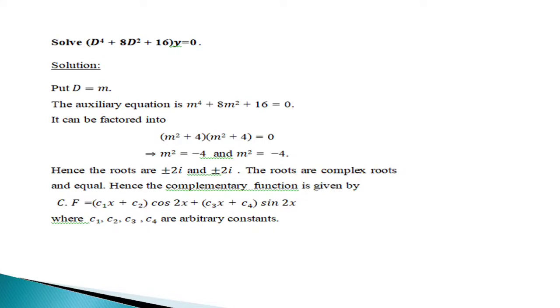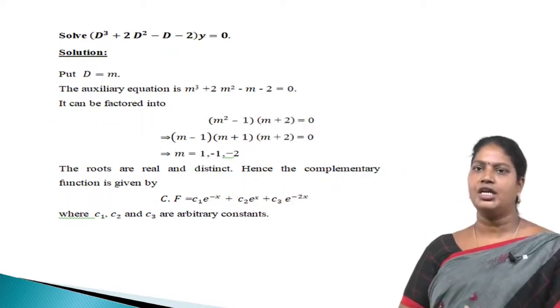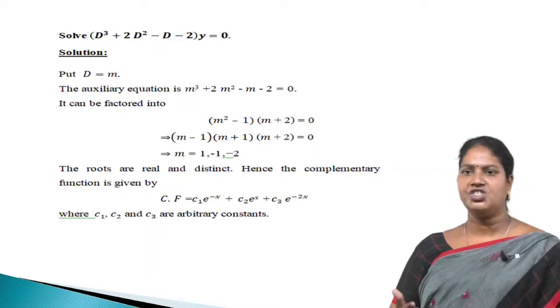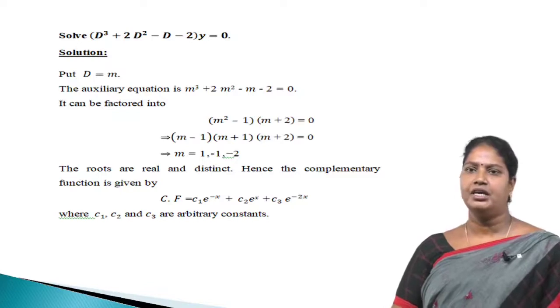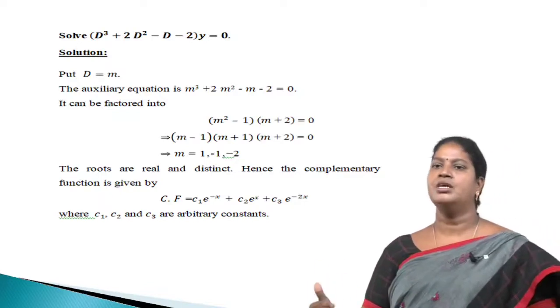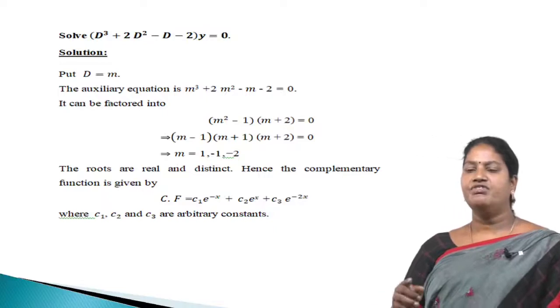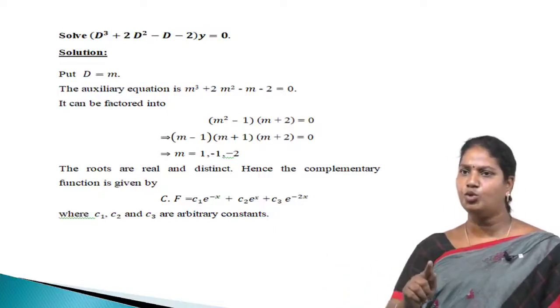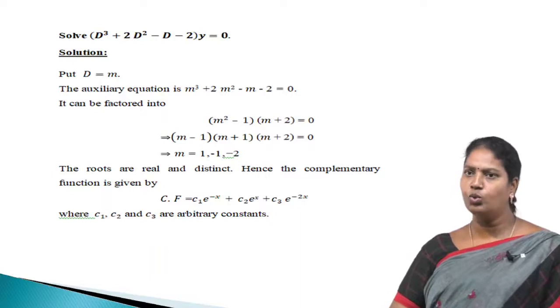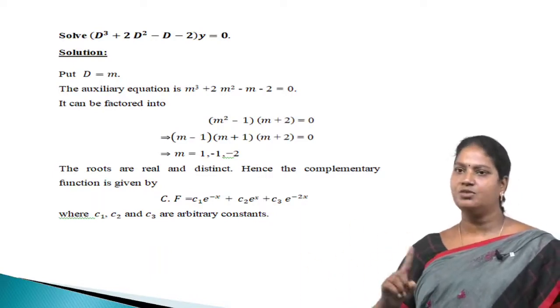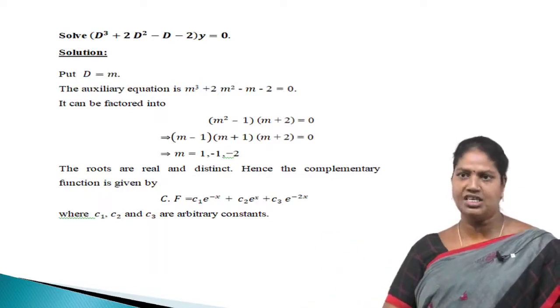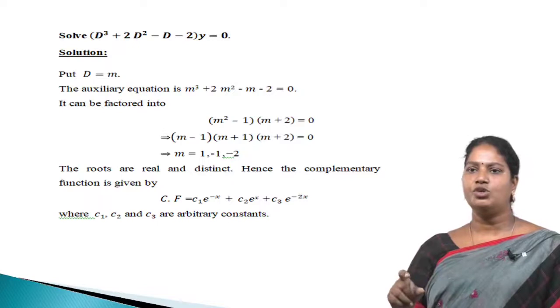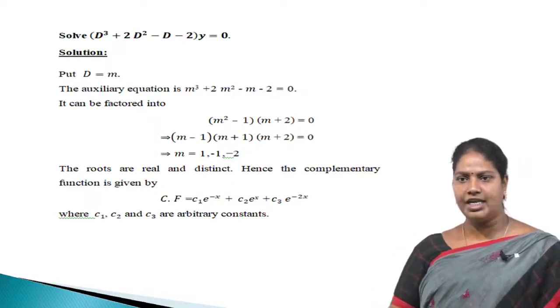And the next problem is a cubic equation, that is (D cube plus 2D square minus D minus 2) y equal to 0. Here if we substitute D equal to m, the auxiliary equation will be m cube plus 2m square minus m minus 2 equal to 0. So again, we have to observe the coefficients of the equation: the m cube coefficient is 1, m square coefficient is 2, m coefficient is minus 1, constant is minus 2. If you add all these coefficients, the answer will be 0. So m equal to 1 is a root of this equation. By using that root, we solve by synthetic division. We get the solution as m is equal to 1, minus 1, minus 2.